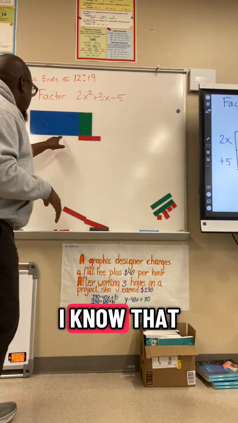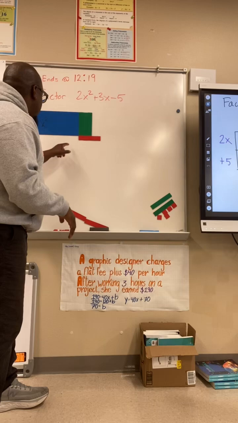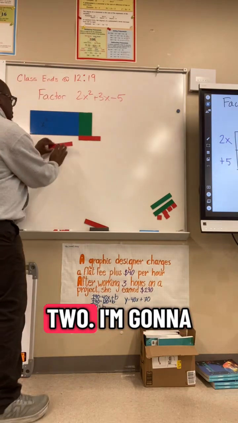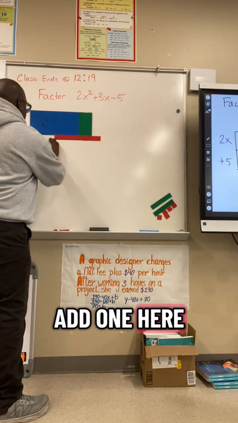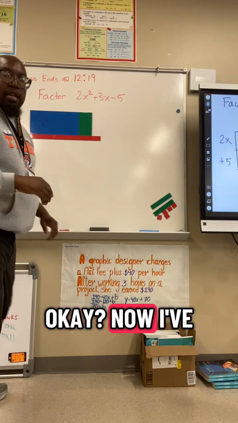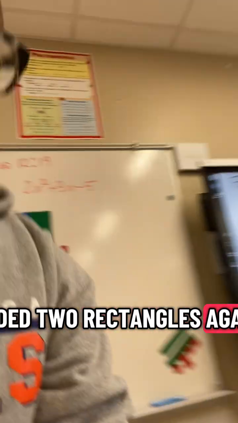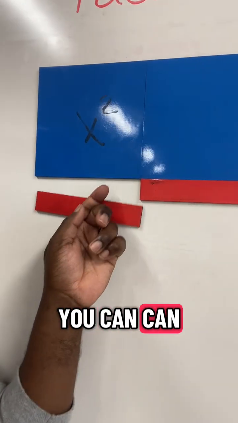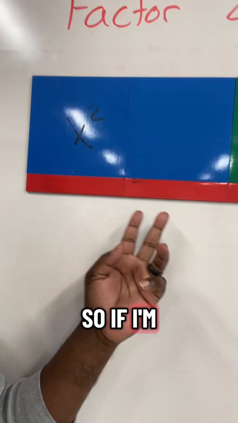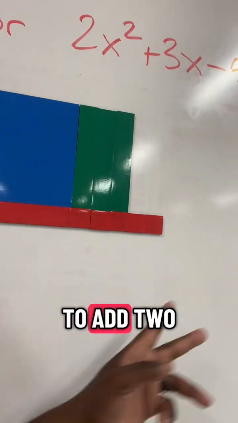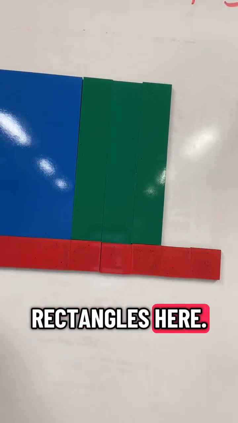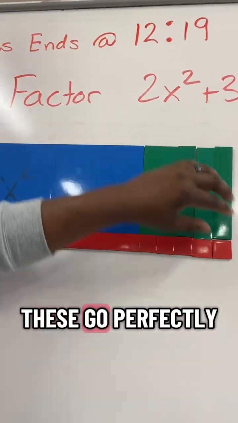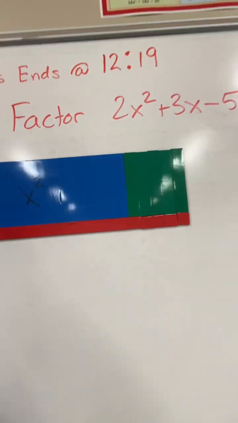Well, I know that if I wanna add some rectangles, I can add some here. So I'm gonna add not just one of them, I'm gonna add 2. So I'm gonna add 1 here and 1 here as well, okay? Now I've added 2 rectangles here, all right? This is one of them, as you can see, and there's the other one. So if I'm adding 2 rectangles here, then I need to add 2 rectangles here. So as you can see now, these go perfectly together.